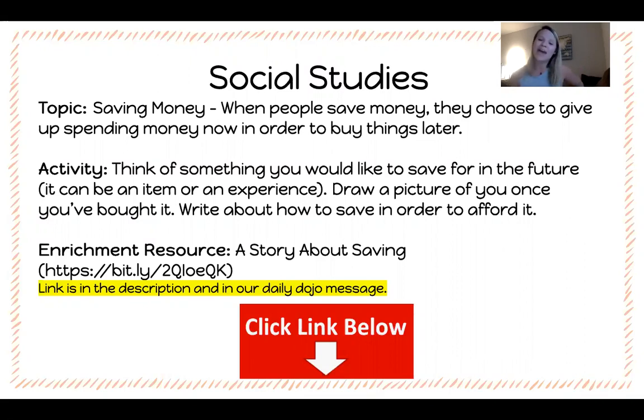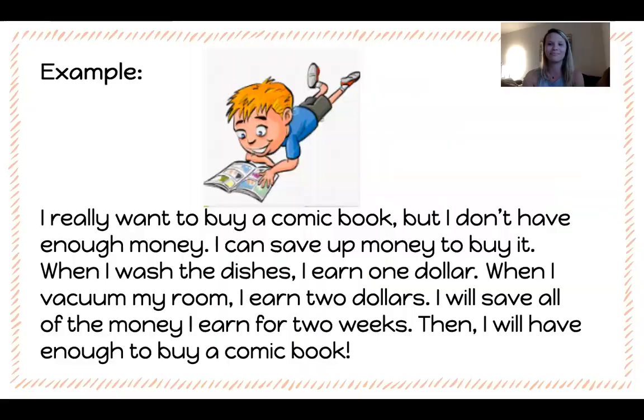And then write about how to save in order to afford it. Do you have chores that you can do at home or your birthday money that you can save for it, okay? So draw a picture of you once you've bought it and then write about how to save in order to afford it. Below, there's also a link for an enrichment resource, a story about saving. Remember that link is in the description and in our Daily Dojo message.